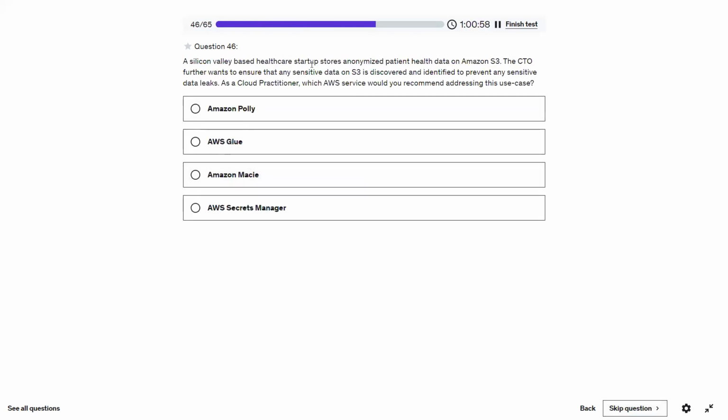A Silicon Valley-based healthcare startup stores anonymous patient data in S3. The CTO wants to ensure that any sensitive data is discovered, to prevent any sensitive data leaks. So there is a Macie service. Macie is like an Amazon machine learning service, which is used only with S3. If by mistake someone puts some data and forgets to anonymize it, it will discover, okay, this is sensitive data, kindly anonymize or mask it.